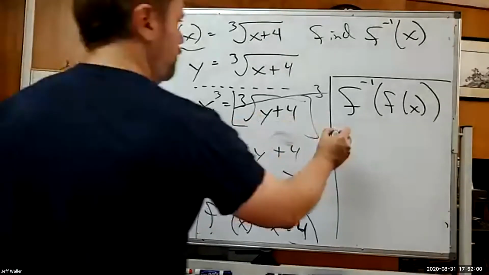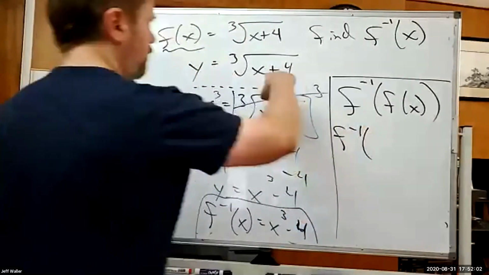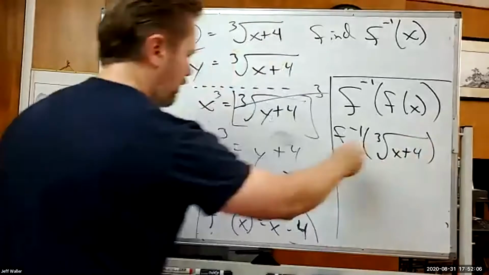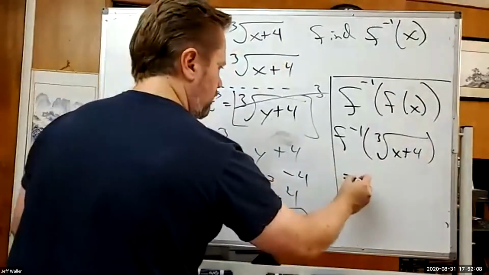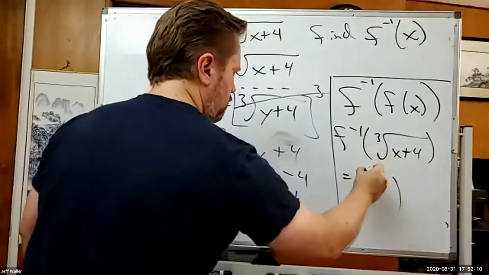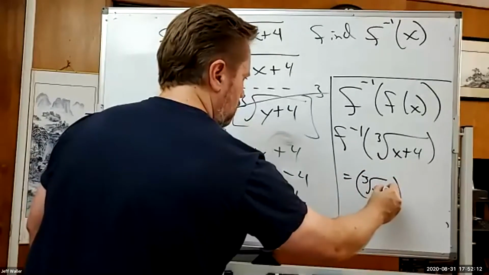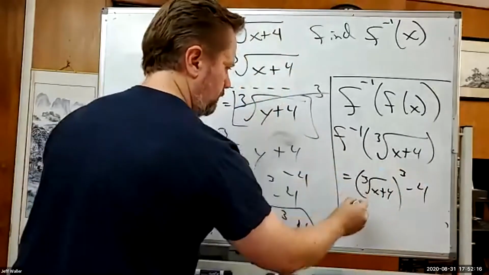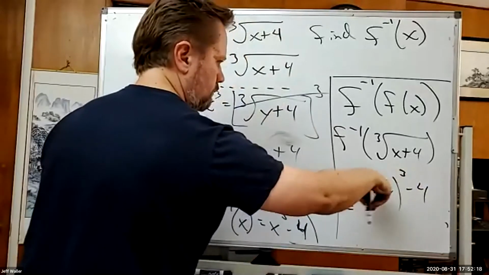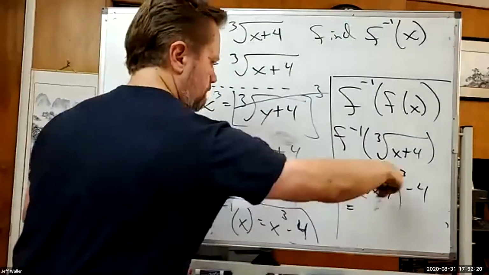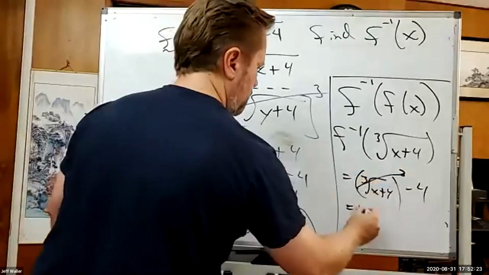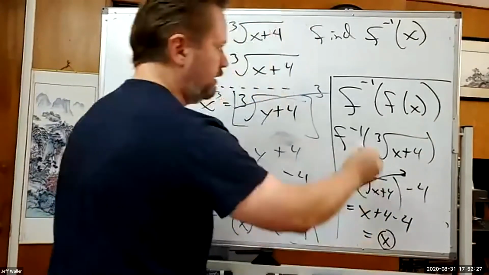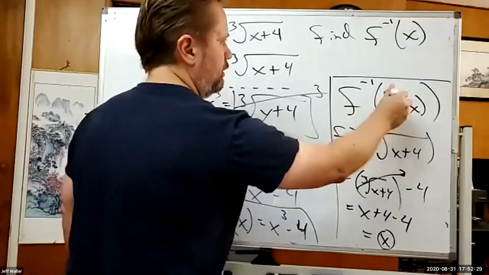So I'll do f inverse of the cube root of x plus 4. So now that'll be this thing cubed minus 4. And of course, what happens here? They cancel. You get x plus 4 minus 4, which is x. So fundamentally, what did these two do to each other? Kill each other.